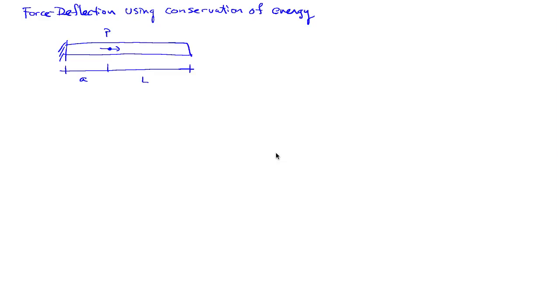In this example, I'd like to consider a tension-compression bar of length L with cross-sectional area A and Young's modulus E, all constants, and applied force P at a distance a from the support. What I'd like to do is compute the deformation at x equals a in terms of the force P. And I'd like to do this using conservation of energy.